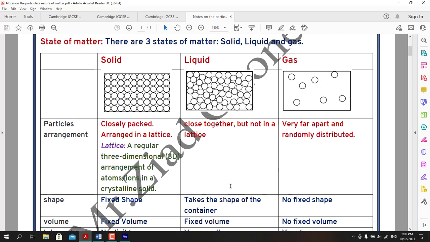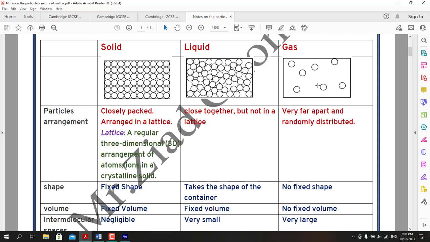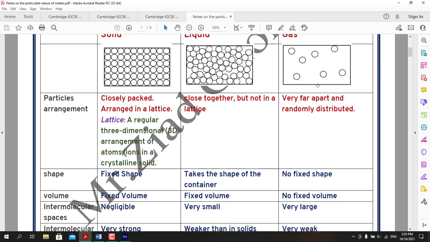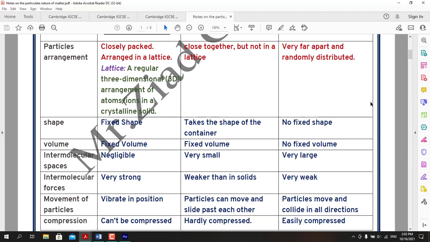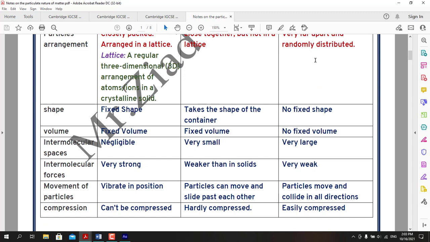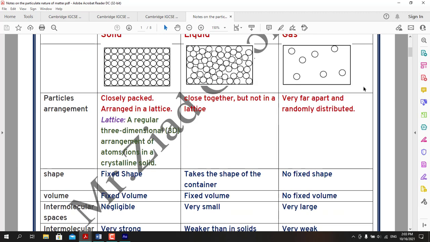Now moving on to gases, as you can see, the particles are so far apart and they are very randomly distributed. So a gas doesn't have a fixed shape or a fixed volume. The intermolecular spaces are very large and hence the intermolecular forces are very weak, if not negligible. The particles move and collide in all directions, and that makes the gas easily compressed.